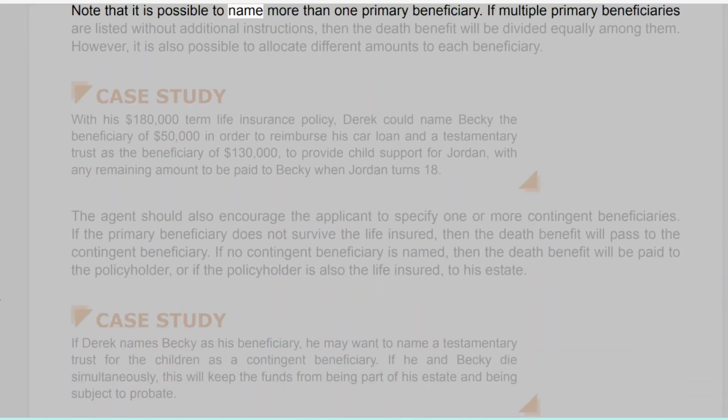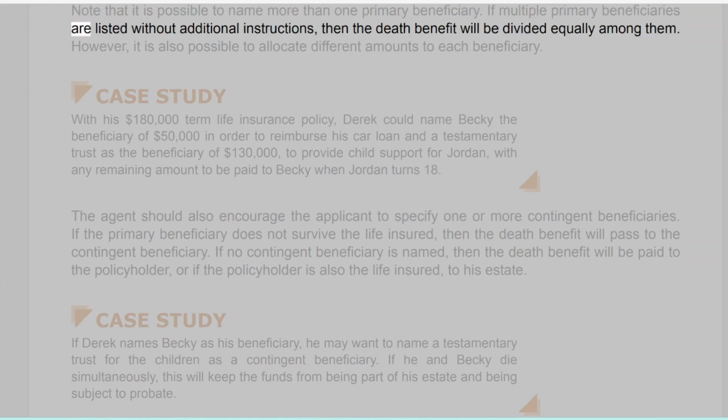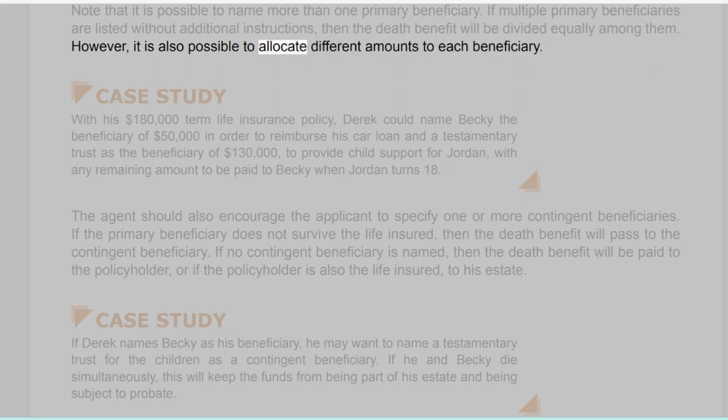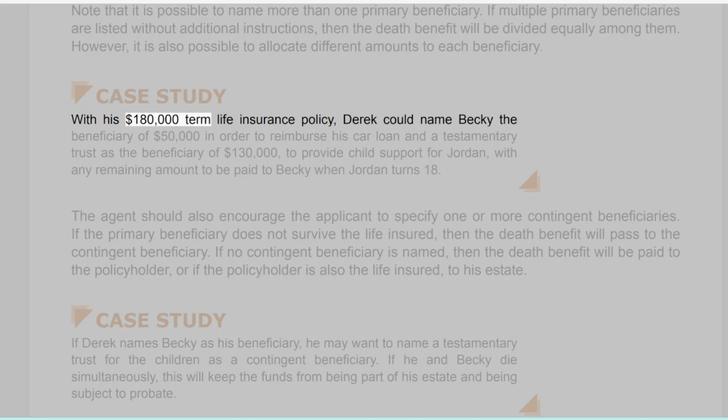Note that it is possible to name more than one primary beneficiary. If multiple primary beneficiaries are listed without additional instructions, then the death benefit will be divided equally among them. However, it is also possible to allocate different amounts to each beneficiary. Case study: with his $180,000 term life insurance policy, Derek could name Becky the beneficiary of $50,000 in order to reimburse his car loan and a testamentary trust as the beneficiary of $130,000 to provide child support for Jordan, with any remaining amount to be paid to Becky when Jordan turns 18.